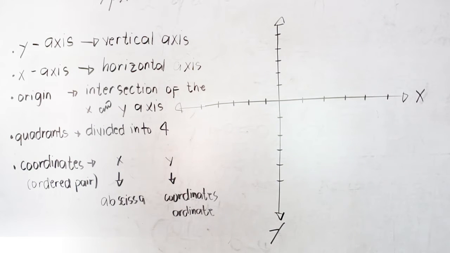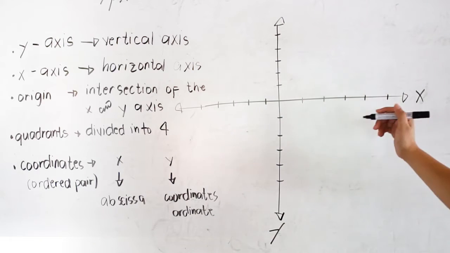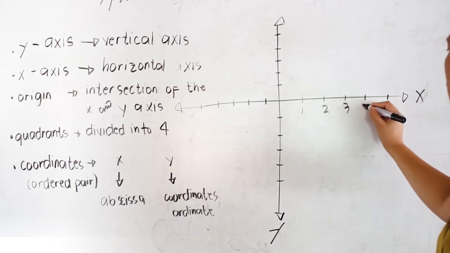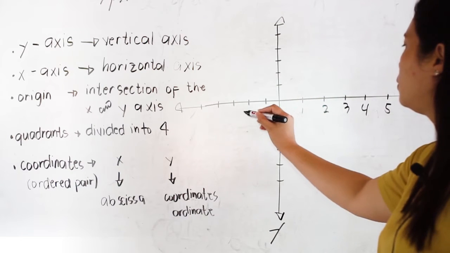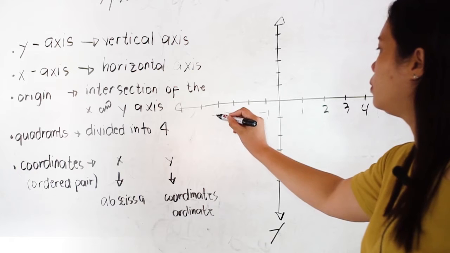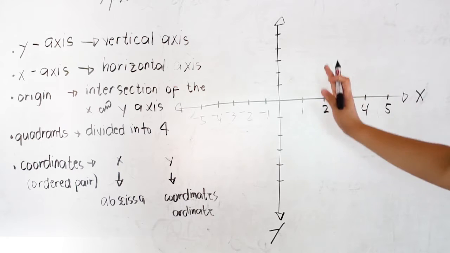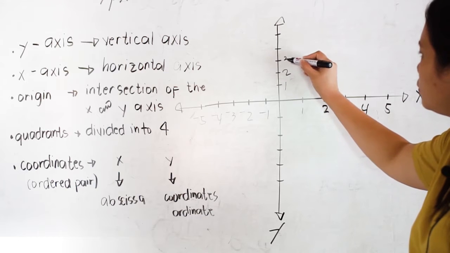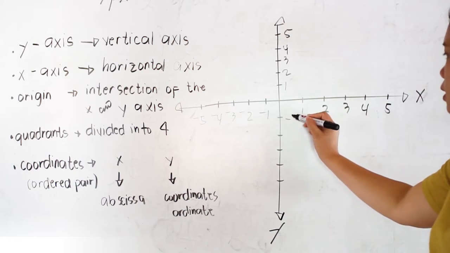So now we will put numbers here in our graph. On this side, this is the positive: 1, 2, 3, 4, 5. And then on the other side is the negative. And then the upper part of the vertical line is the positive, and then the lower part is the negative.